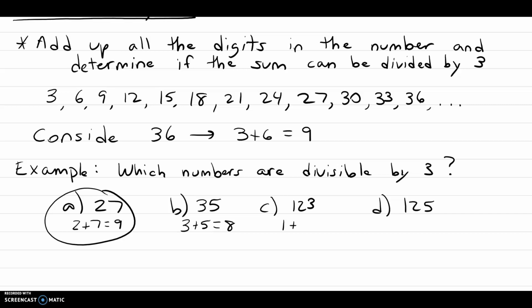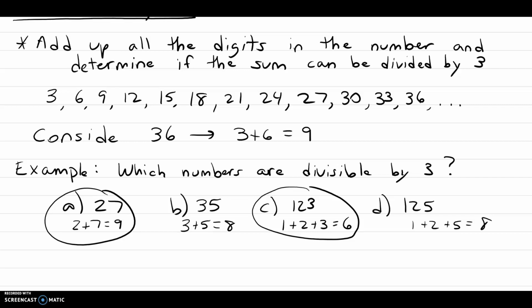If I add the digits in the letter C, 1 plus 2 plus 3 gives me 6. 6 can be divided by 3, because 6 divided by 3 is 2. And then letter D, 1 plus 2 plus 5, that gives me 8. So again, 8 doesn't work. So A and C are divisible by 3.